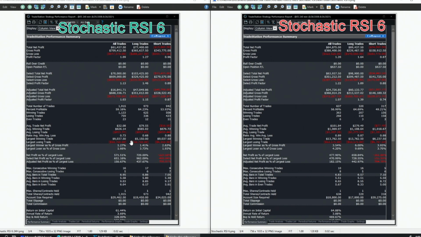But the conclusion, obviously, Stochastic RSI is much better than both, either the Stochastic or the RSI. So this is really good. This is what testing is all about. Of course, albeit that this is an extremely small sample.